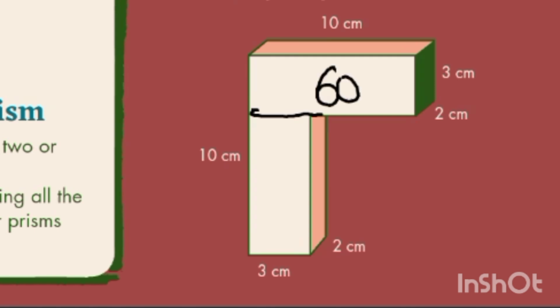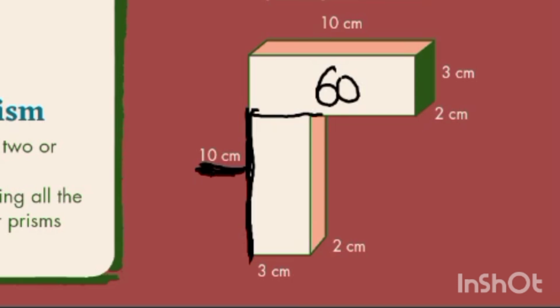Now let's see the next one. 60 centimeter or anything. Then we have the volume of the second rectangular prism. So let's firstly see what is the length of this rectangular prism. Okay, this is the length. Here it is written 10 centimeter, but 10 centimeter is not the length of this rectangular prism. Why not?